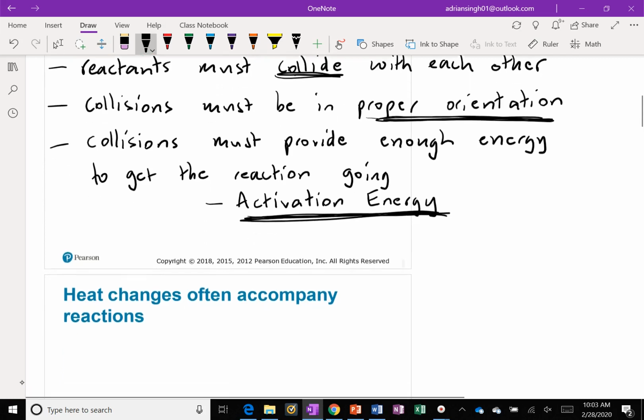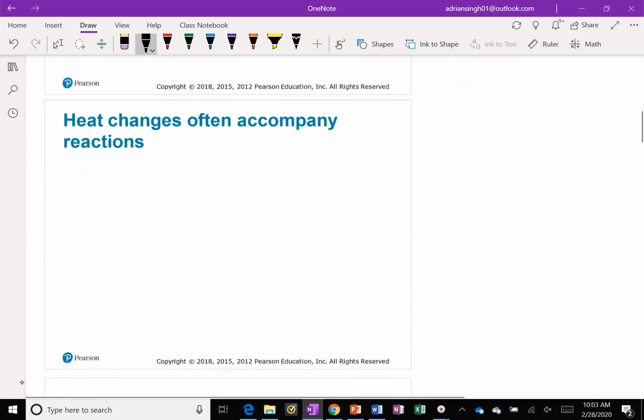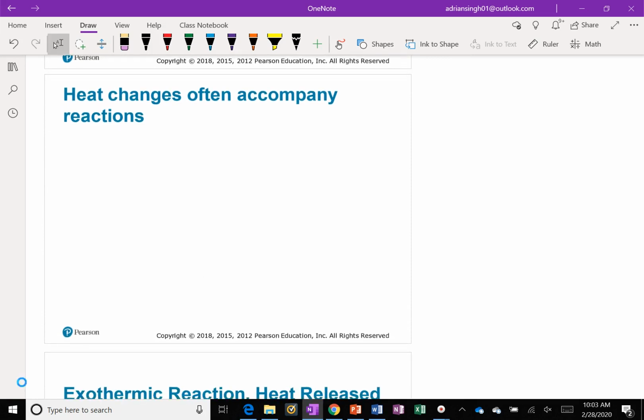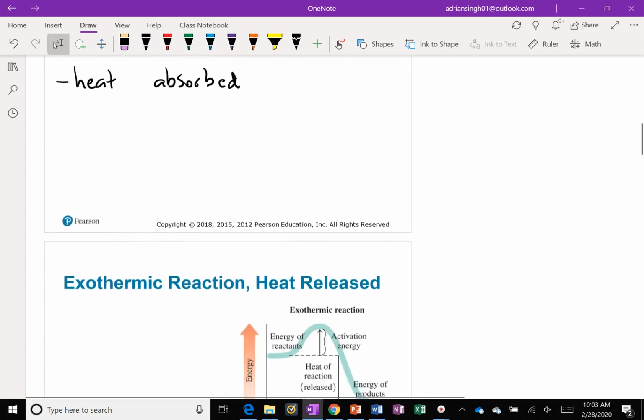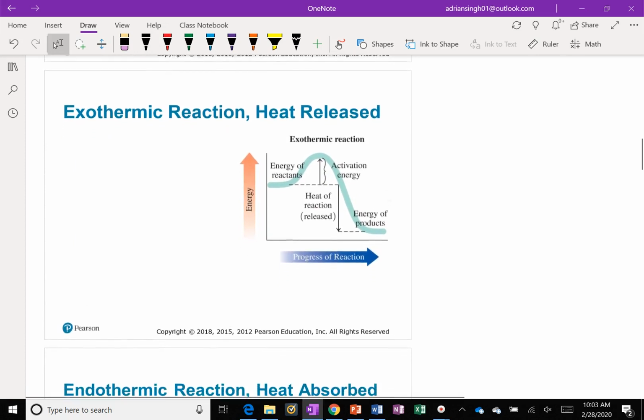In lots of cases, we're going to see heat changes that accompany and energy changes that accompany chemical reactions. Heat is probably the most common energy change that we're going to encounter. Heat is just thermal energy. In a lot of cases, we're going to see two types of heat changes. We're going to see heat either being released or heat energy being absorbed as a chemical reaction happens. So let's take a look at the first example where heat is actually released.